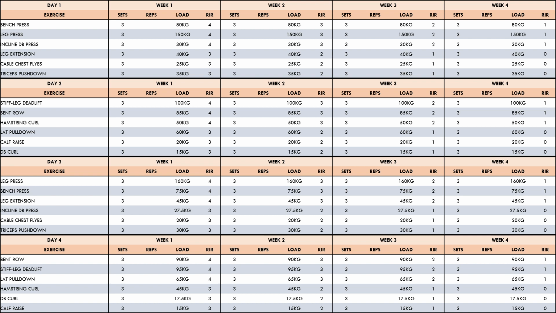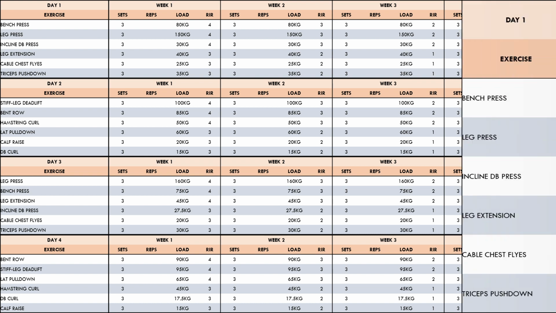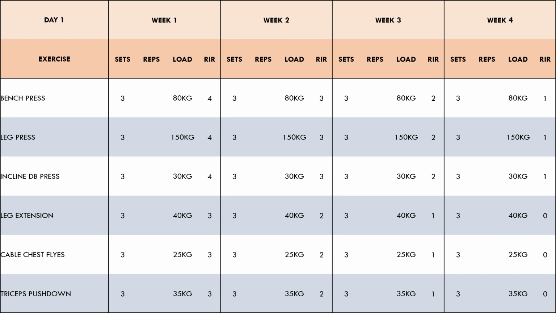For example, the bench press on day 1 may practically look like this. In the first week, the trainee performs 8 reps in the first set, 7 reps in the second set, and 6 reps in the third set, using a load of 80 kilos. In the second week, the same load is used, but the RIR has reduced, meaning that each set is taken slightly closer to failure. The trainee may have performed 9 reps on the first set, 8 reps on the second set, and 6 reps on the third.